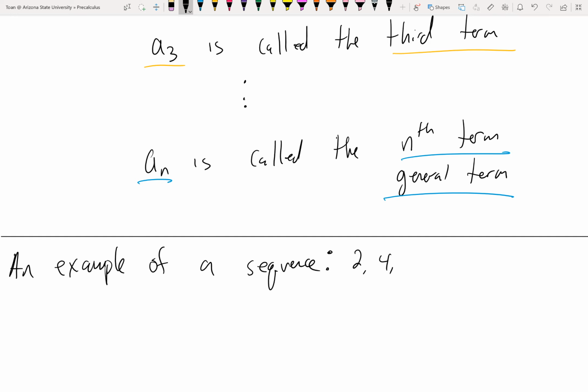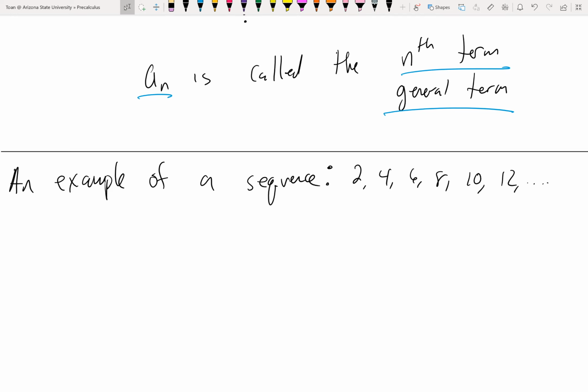2, 4, 6, 8, 10, 12, the multiples of 2, all the even numbers, is a sequence. Now, that list writes out the terms of the sequence, but we can represent or describe it using an equation. And we've already said it, right? It's the multiples of 2.